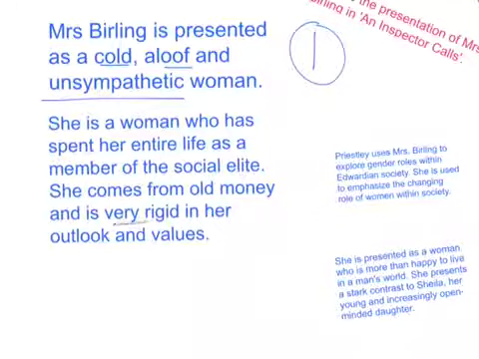So obviously I need to qualify what I mean by this very rigid in her outlook and values. We know that she is Birling's social superior. And isn't it interesting that she's married Birling at all?